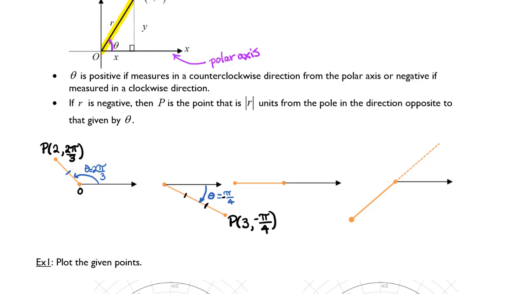If we look at the next ray, we have an angle of pi, and we'll say radius of 2. So we can call this point P, the point (2, pi).